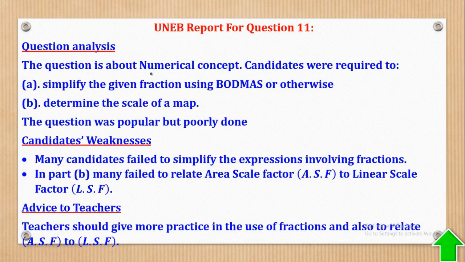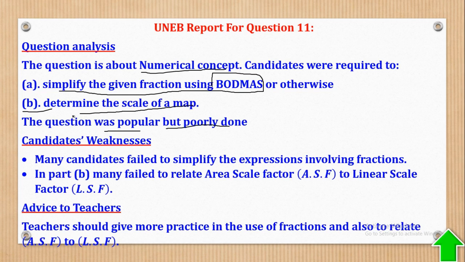So the question was about numerical concepts. In part A, candidates were required to simplify the given fraction using BODMAS or otherwise. And in part B, they were required to determine the scale of a map. So the question was popular but poorly done. Popular means that it appears frequently in the previous past papers. The weakness of the candidates is that many failed to simplify the expressions involving fractions. So you must go step by step to answer such a question. First deal with the numerator alone, and after that you divide.